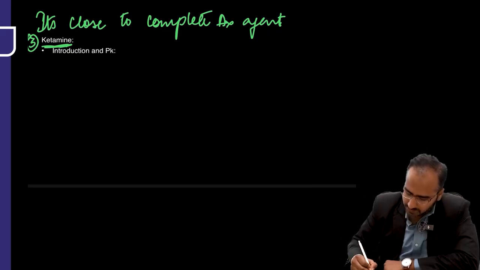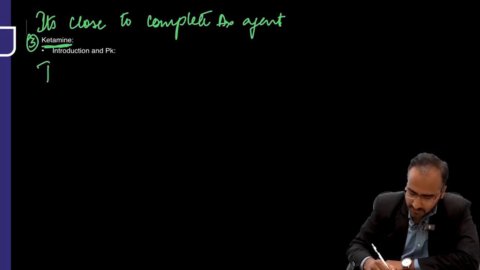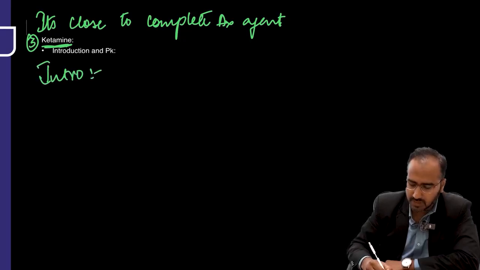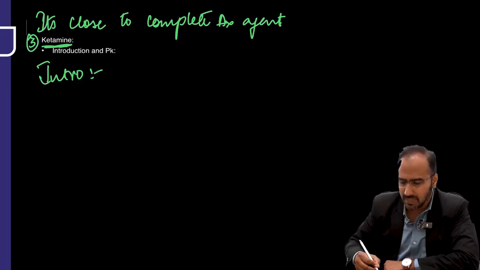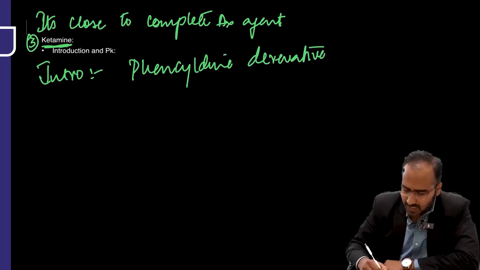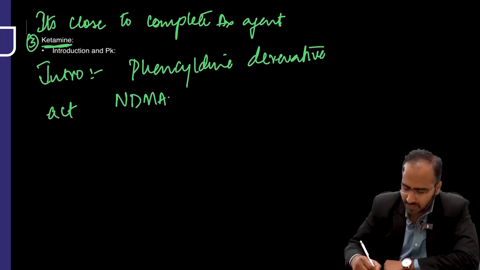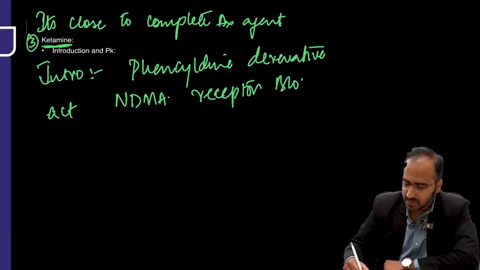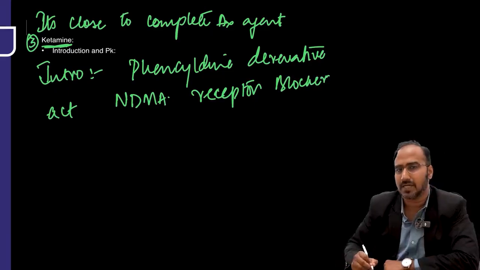Introduction of ketamine. We need to remember ketamine is a phencyclidine derivative. And it acts on what receptor? It is an NMDA receptor blocker. It acts on the NMDA receptor. It blocks the NMDA receptor.